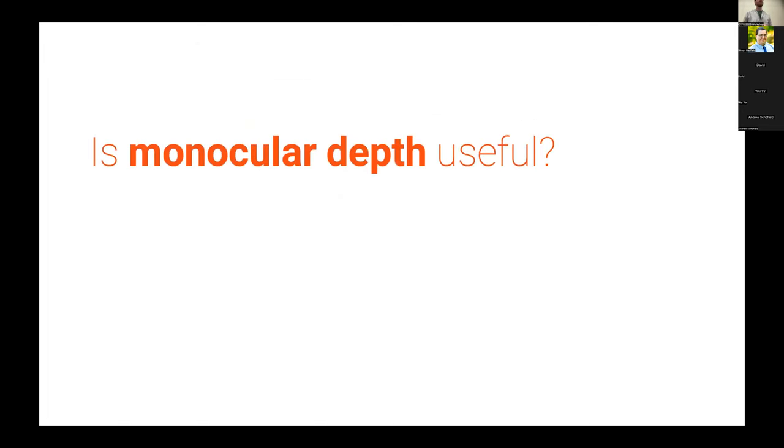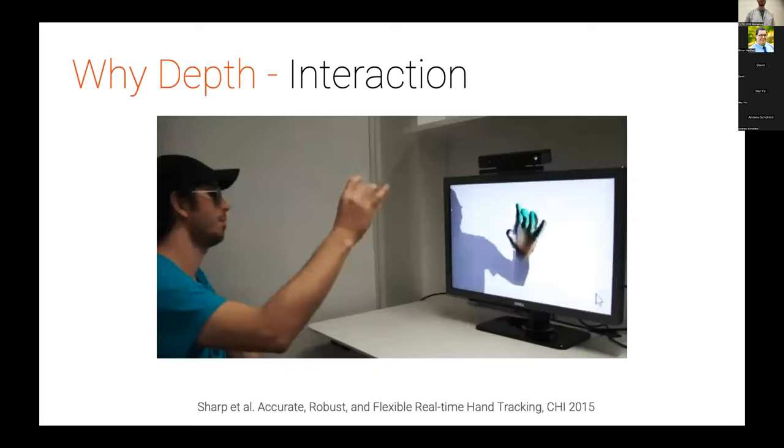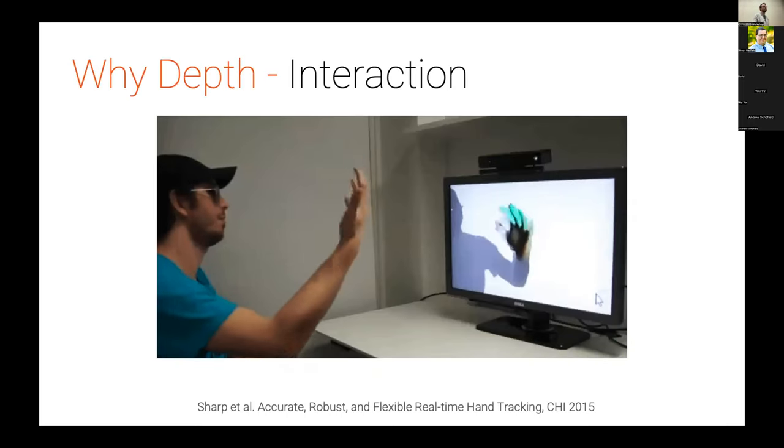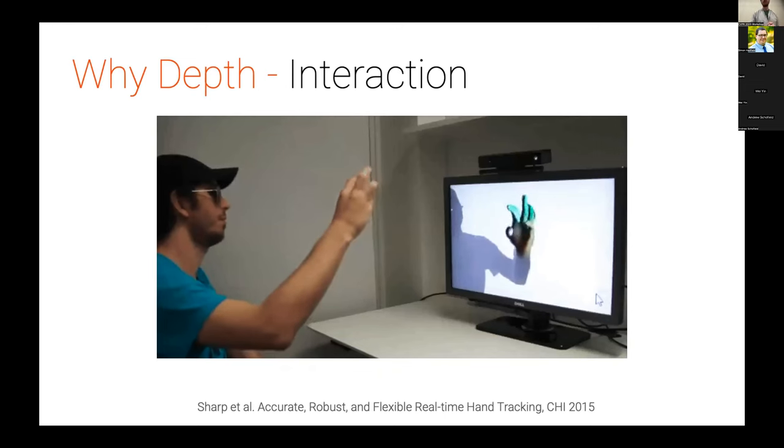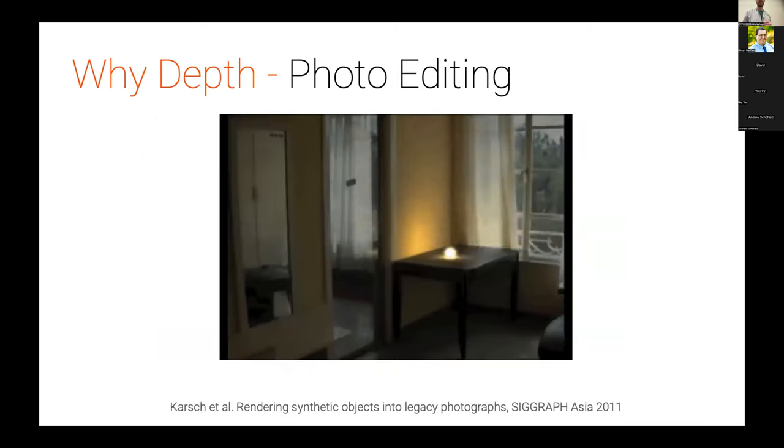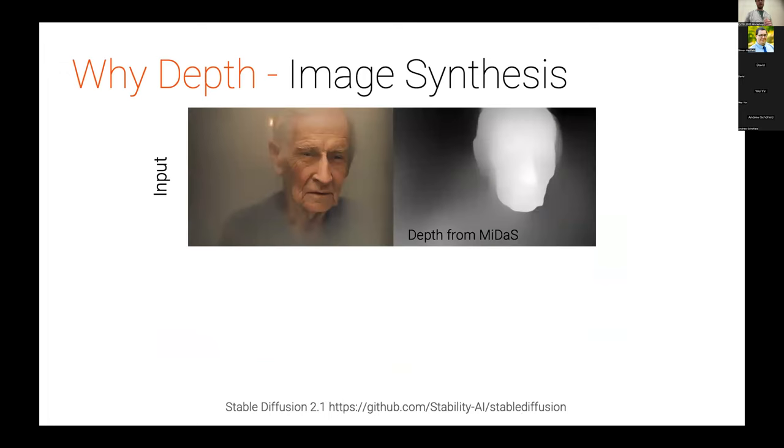Is monocular depth useful? Probably this audience would agree, but there's a whole bunch of applications we can use monocular depth for. That might be human-computer interaction, like the paper from a few years ago doing hand pose estimation, aided by depth here from a Kinect sensor. But we can also do things like relight images. If I have depth, I can compute normals, and then I can relight the scene by placing virtual objects or virtual lights into the environment.